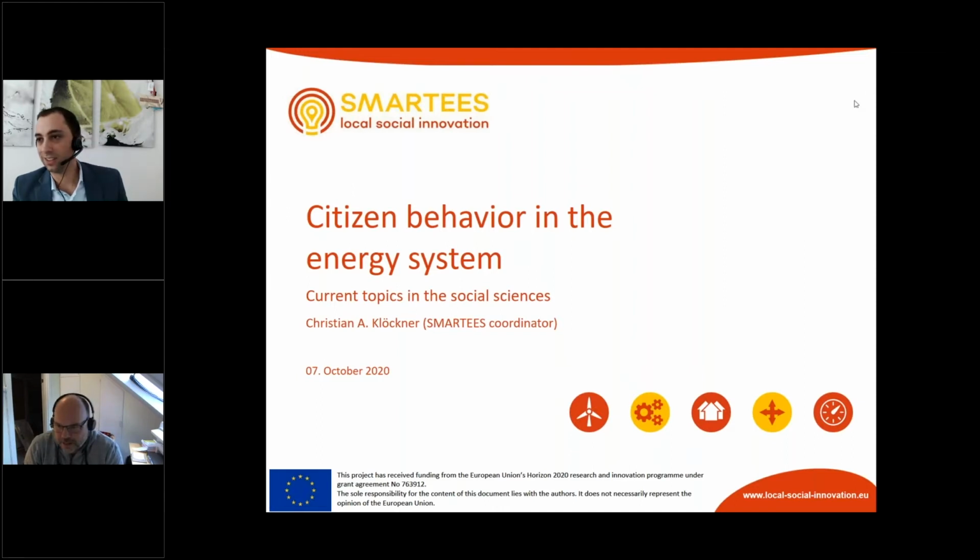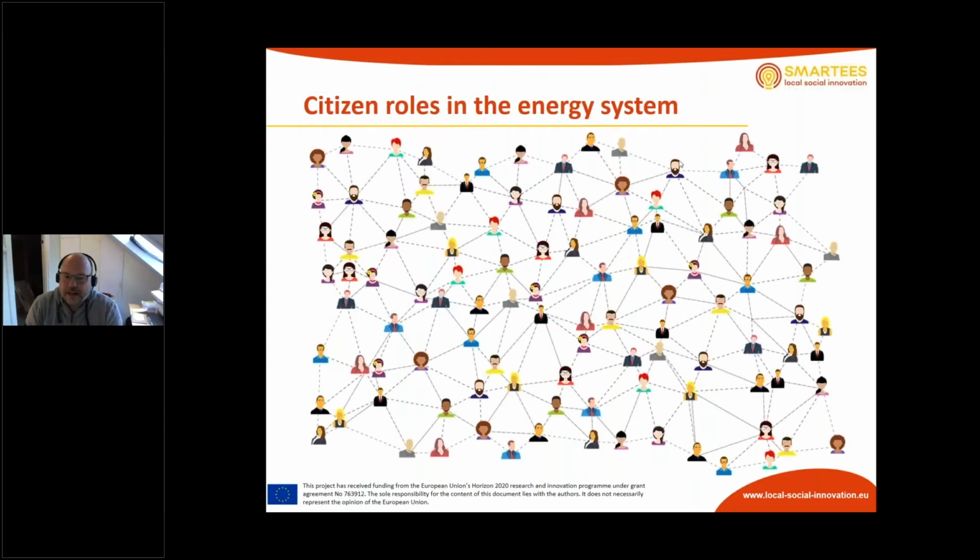Could you please switch to the first slide? When I think about energy systems, I'm not an expert on energy systems. I'm an expert on people, and what I show you here is a network of people, which in my mind mirrors the energy network in many ways, but in many ways it doesn't. So the first question I asked myself when I was invited to give this presentation is, which roles do citizens have in the energy system?